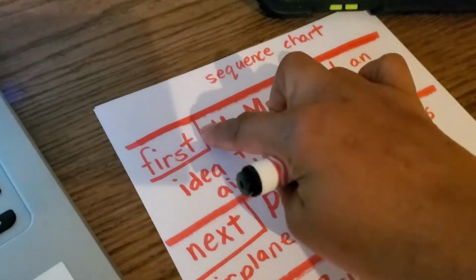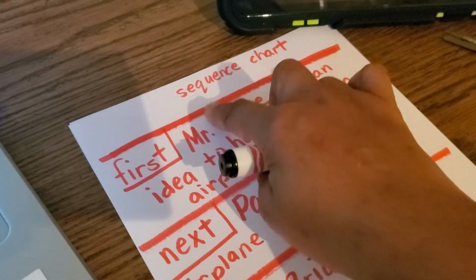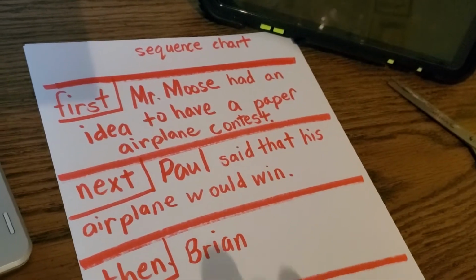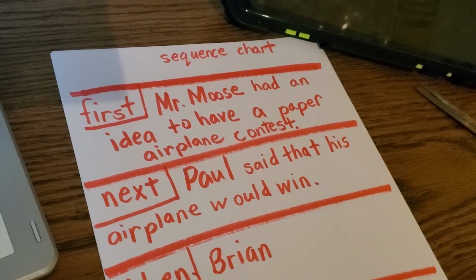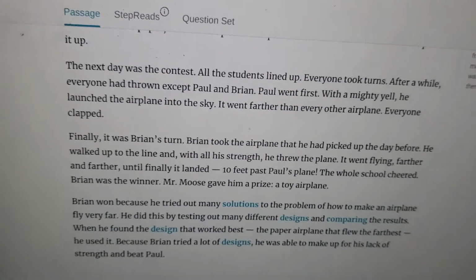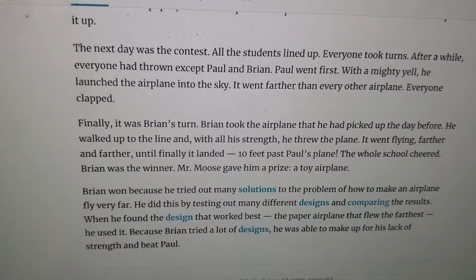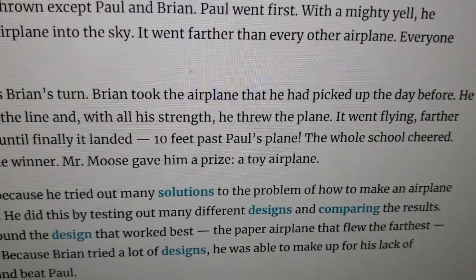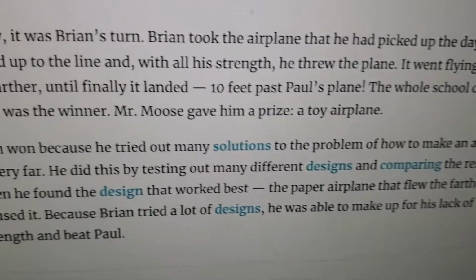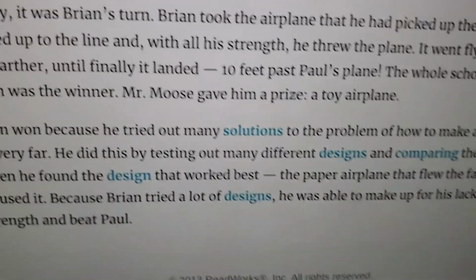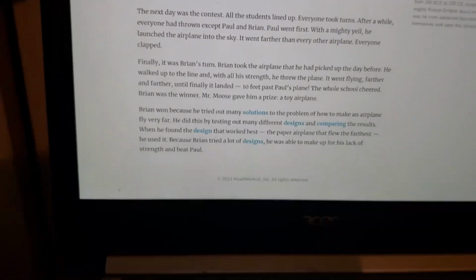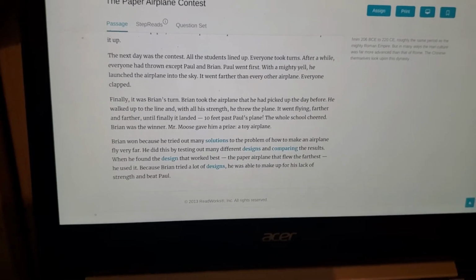So the target again is to write the events in sequence from the beginning, from first to finally. Read the story again if you have to. Remember, you always go back to the text. This helps you. Look at those words in blue. I may add those to the vocabulary chart. I'm not sure right now. But those words in blue are solution, designs, comparing, and the word design. Designs and design are the same family.